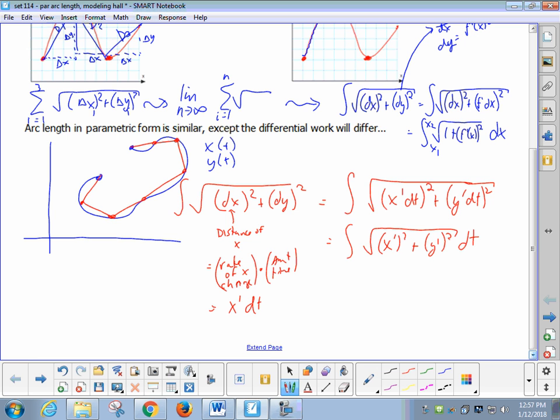What are the limits of integration in x, y, or t? T. They're t from time 1 to time 2, whatever that might be. So that's the idea on parametric arc length. It's the same idea, multiple Pythagorean theorems added. So far, so good? Cool. All right. This has to go pretty fast.